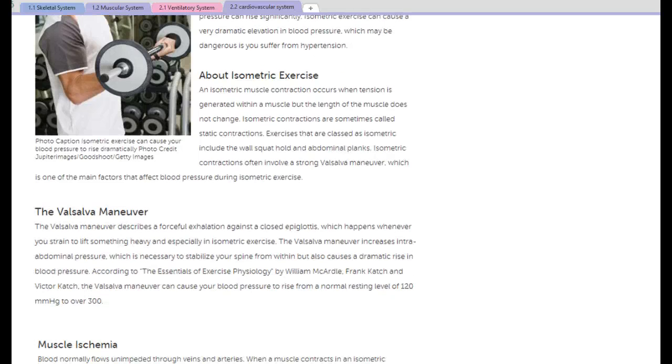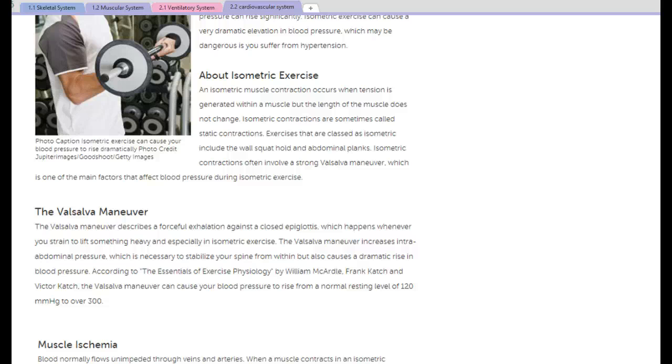So isometric contraction occurs when tension is generated within a muscle but the length of the muscle does not change. There's our definition of an isometric contraction. Isometric contractions are sometimes called static. So this is our comparison between static and dynamic activity.